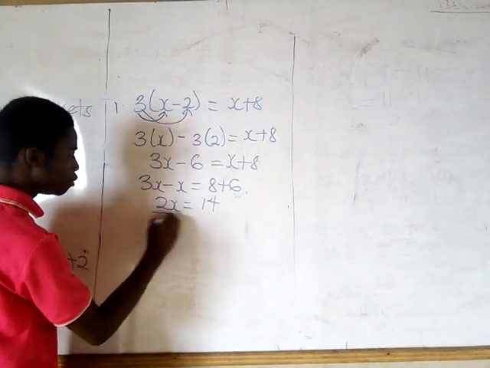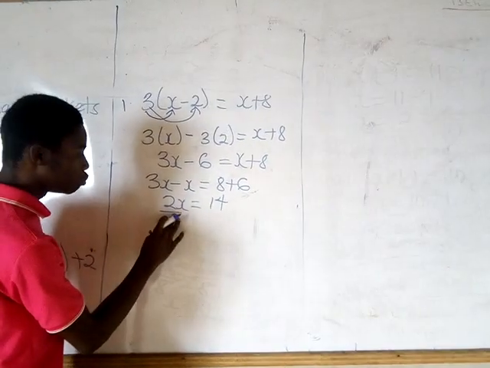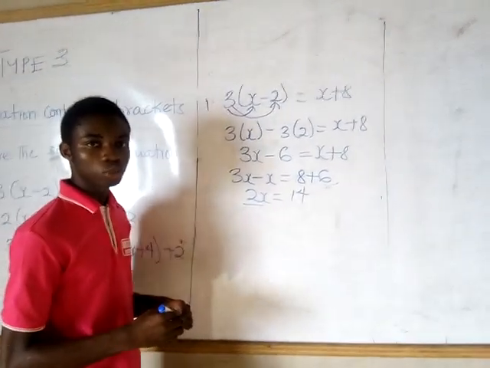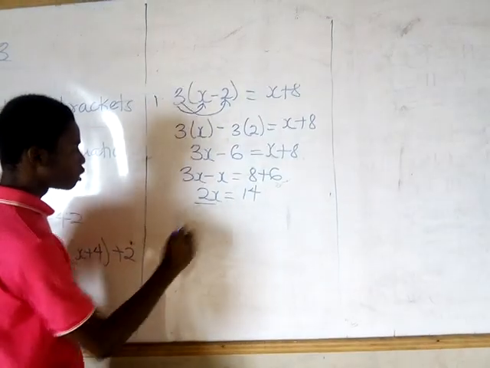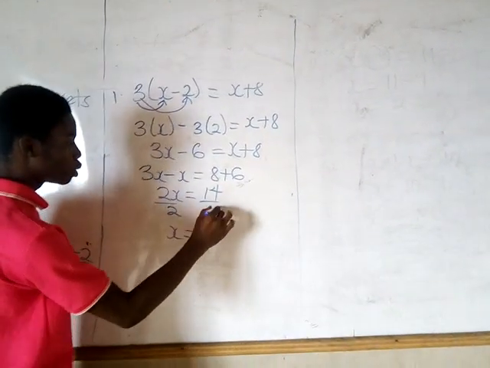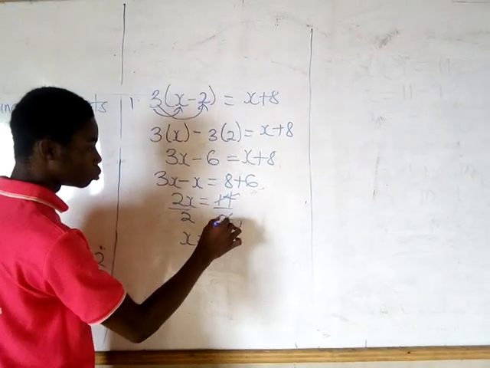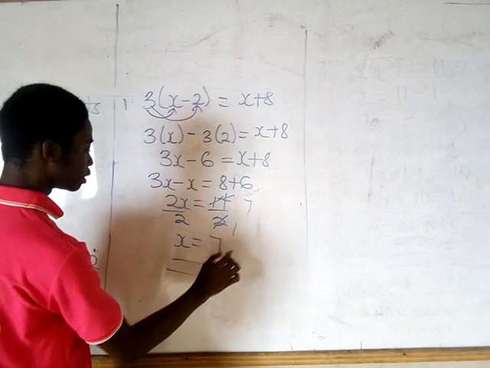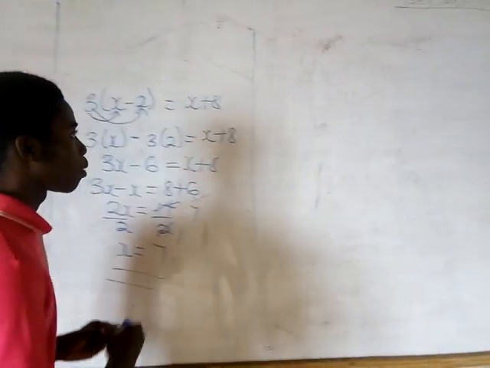14. So you divide both sides by the coefficient of what? x. And here the coefficient of x is what? 2. So you divide both sides by what? 2. So therefore x is equal to 2 cancel itself 1. Cancel 14 how many times? 7. So therefore x is equal to what? 7. Let's try the second one.